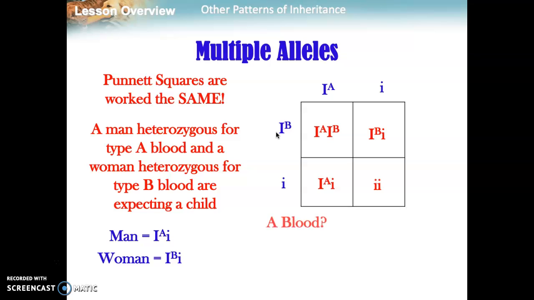So what does that mean? What's the chance of getting A blood? Well, this bottom left-hand corner right here is going to give you A blood. What's the chance of getting B blood? What's the chance of the AB blood? What's the chance of getting O?